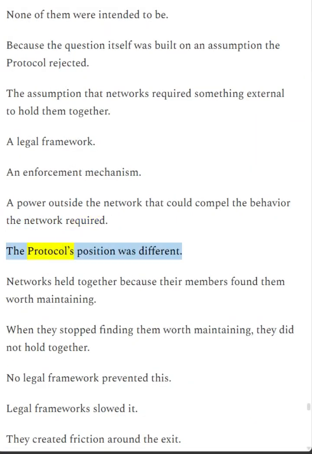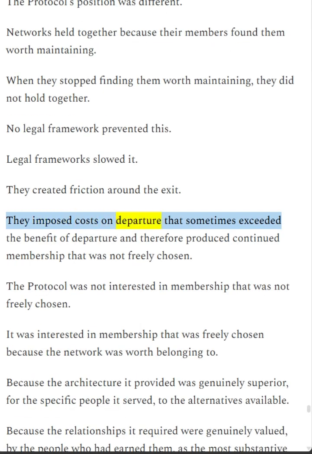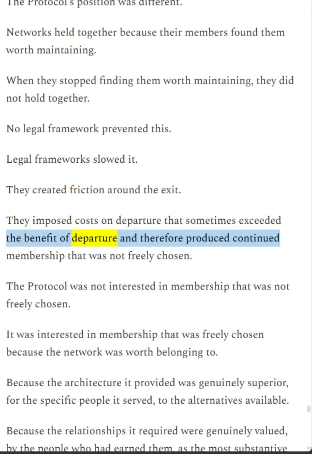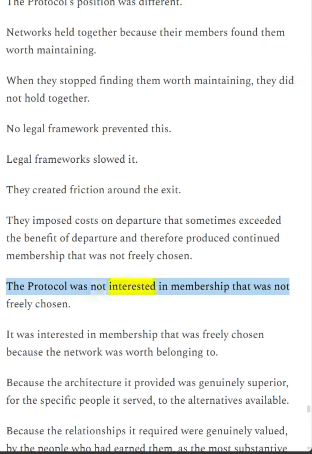The protocol's position was different. Networks held together because their members found them worth maintaining. When they stopped finding them worth maintaining, they did not hold together. No legal framework prevented this. Legal frameworks slowed it. They created friction around the exit. They imposed costs on departure that sometimes exceeded the benefit of departure, and therefore produced continued membership that was not freely chosen. The protocol was not interested in membership that was not freely chosen.